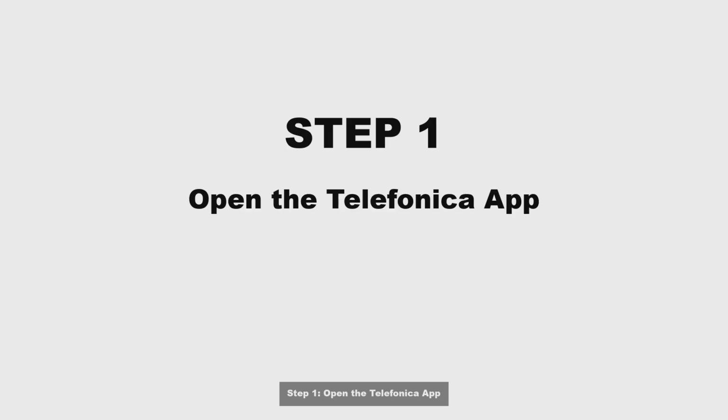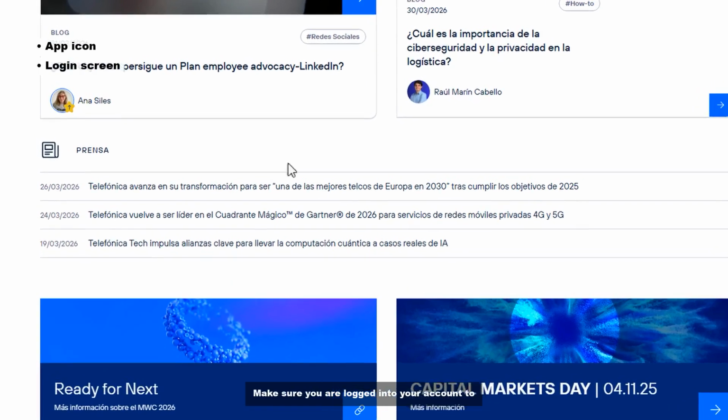Step 1. Open the Telefonica app. Launch the Telefonica app on your smartphone. Make sure you're logged into your account to access all features.